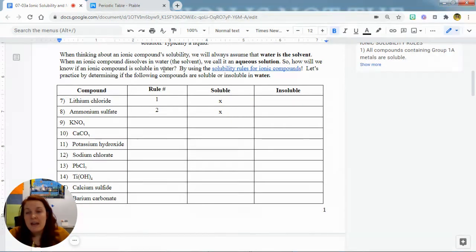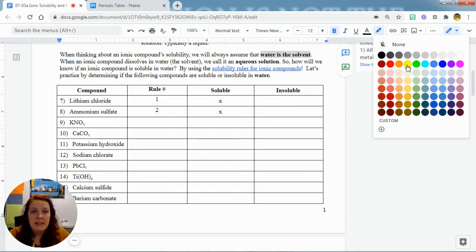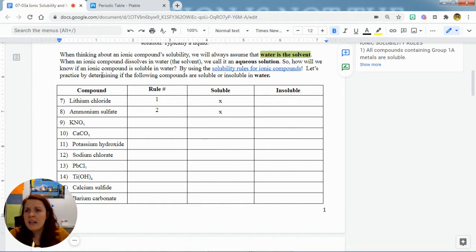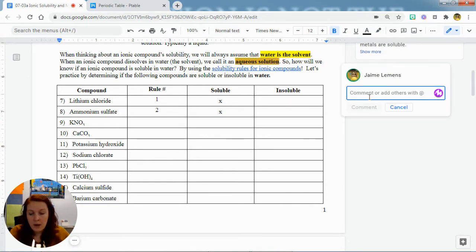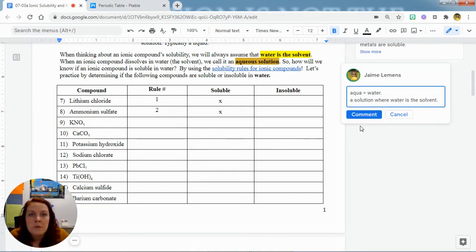When thinking about an ionic compound's solubility, we will always assume that water is the solvent, and I'm going to go ahead and highlight that. When an ionic compound dissolves in water, the solvent, we will call it an aqueous solution. So if we look at the word aqueous, we can see the word aqua in there. So I'm going to put a little note to myself here that aqua is like water, and so an aqueous solution is a solution where water is the solvent.